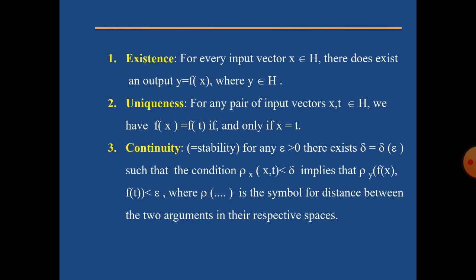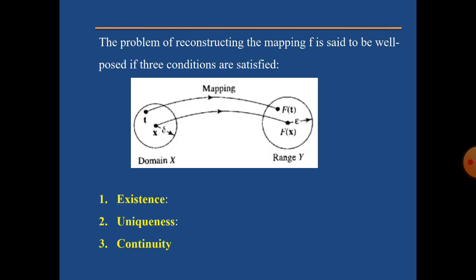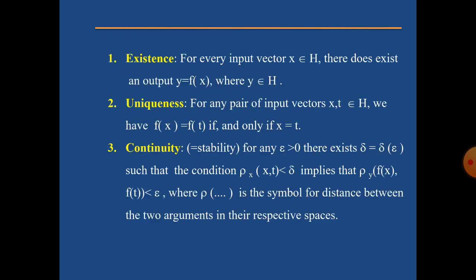So if these three go correct, the problem of reconstructing the map f is said to be well posed. It is well posed if these three conditions are satisfied. If any of these three conditions goes wrong, then it is called ill posed. So what is an ill-posed problem? An ill-posed problem is nothing but that a large data set may contain a small amount of information about the desired solution. So this is all about the interpolation problem. Hope you have understood. Thank you.